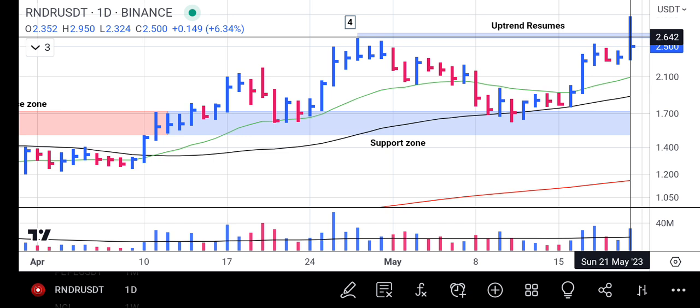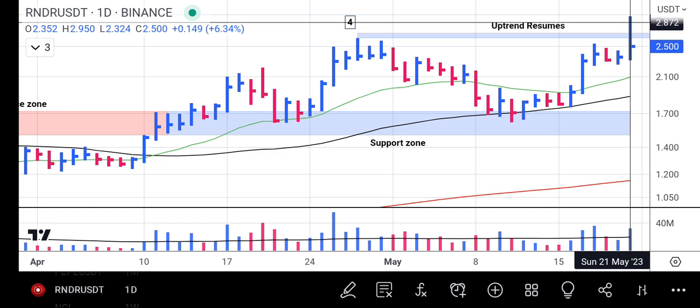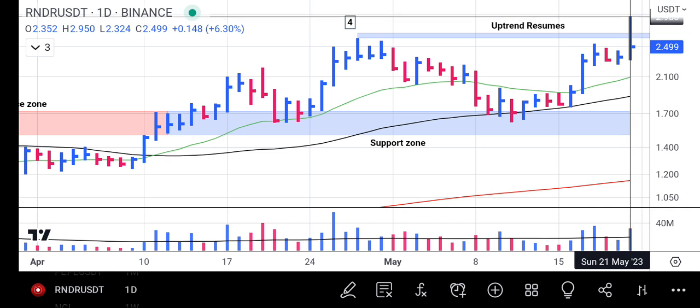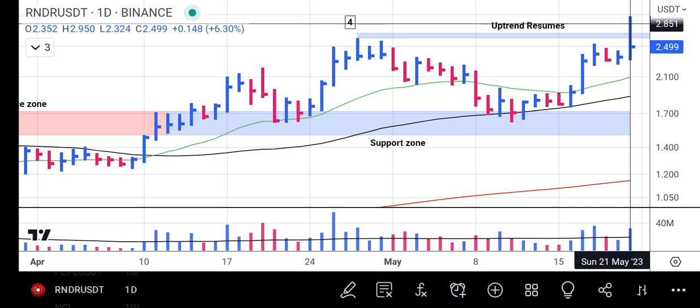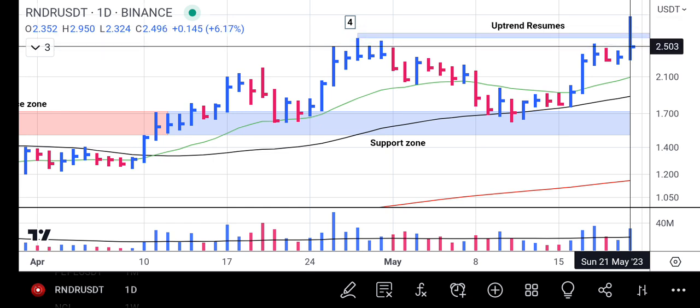Something is needed for us to confirm that the uptrend has resumed. The volume has played its part. It's above the average volume, but the bar needs to close around the peak of its range. If it closes anywhere near the peak of its range, that's a very good indication that the uptrend has resumed. But if it closes towards the bottom of its range, we still need to wait for another bar or two to finally confirm the direction where render token will be heading.